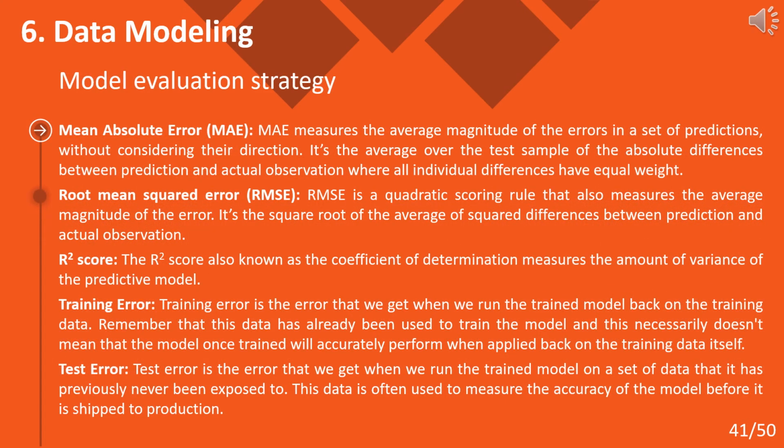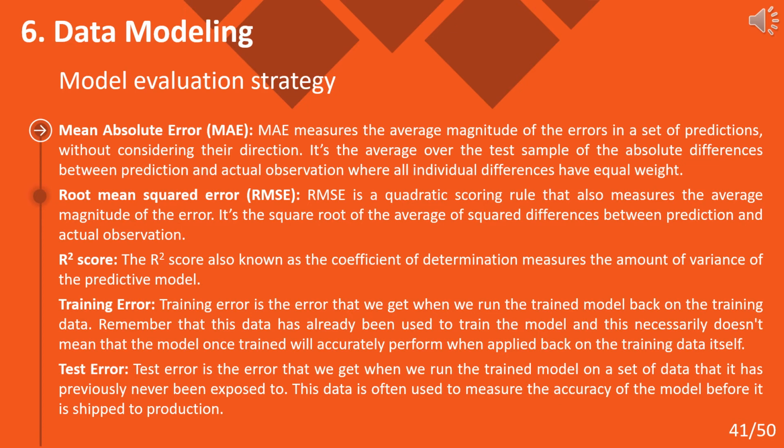Model evaluation strategy. Mean absolute error. Mean absolute error measures the average magnitude of the errors in a set of predictions, without considering their direction. It's the average over the test sample of the absolute differences between prediction and actual observation, where all individual differences have equal weight.